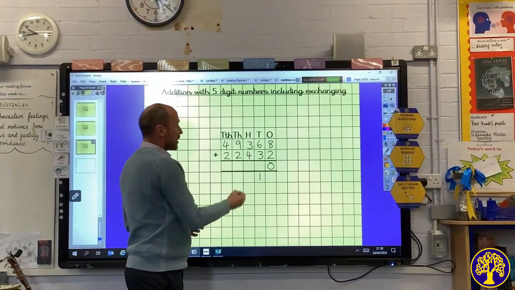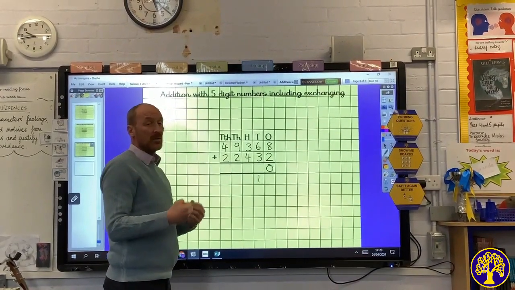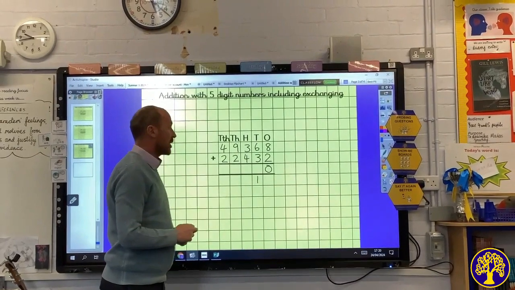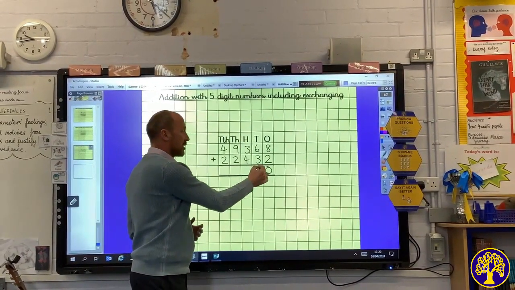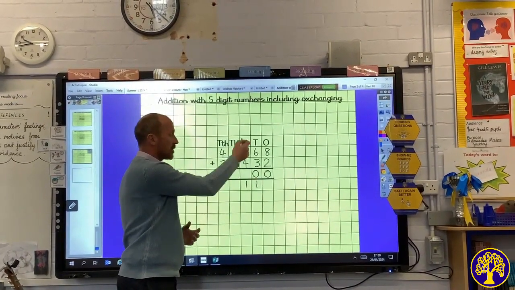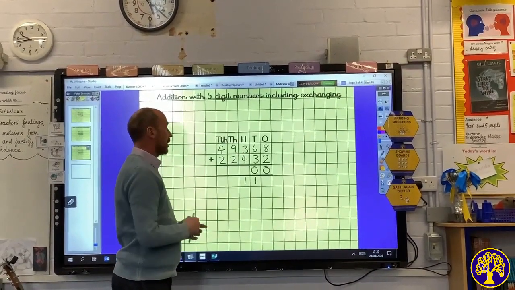Next I can add my tens column. I can add 6 tens, add 3 tens is 9 tens or 90, and add the extra 1 which is 100. So in 100 I have 0 tens and 100. So I can exchange my 100 across to my 100s column. Then I can add my hundreds column.